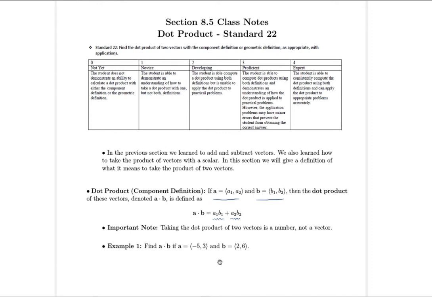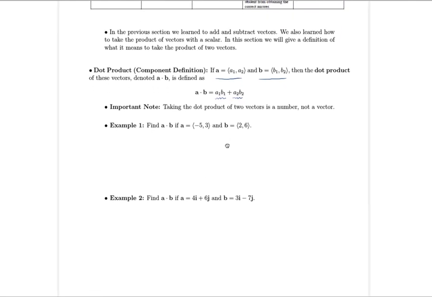So just to provide a concrete example, even though the definition's pretty straightforward here, here's how it works. If I want you to dot these two vectors, A and B, then what I'm going to ask you to do is just take that -5 times the 2, because those are the x components, and then add that to 3 times 6, since those are the y components, and then just simplify that. So what we have here is that the dot product of A and B, these two vectors, is the number 8.